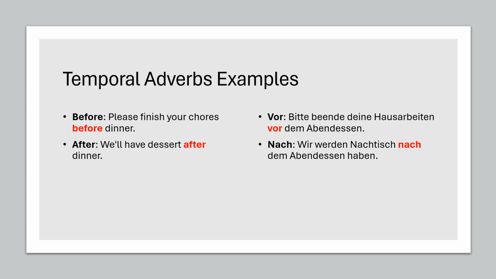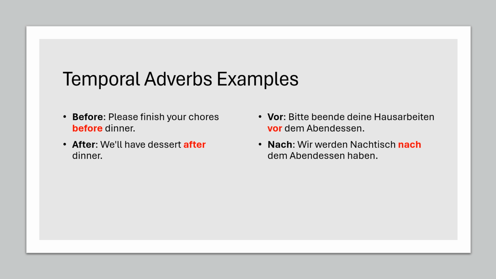Next is after. We'll have a dessert after dinner. So nach is the temporal adverb here. Wir werden Nachtisch nach dem Abendessen haben. Nachtisch is like a dessert, nach dem Abendessen means after the evening food or the dinner.